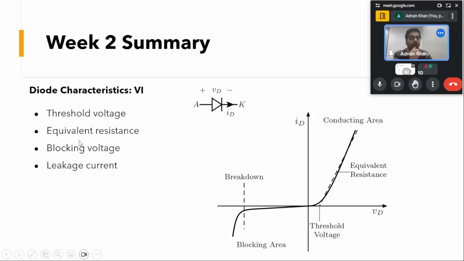The other aspect or characteristic of the diode is the blocking voltage capability. What we know is, this was about the forward conduction, when the diode is forward biased.